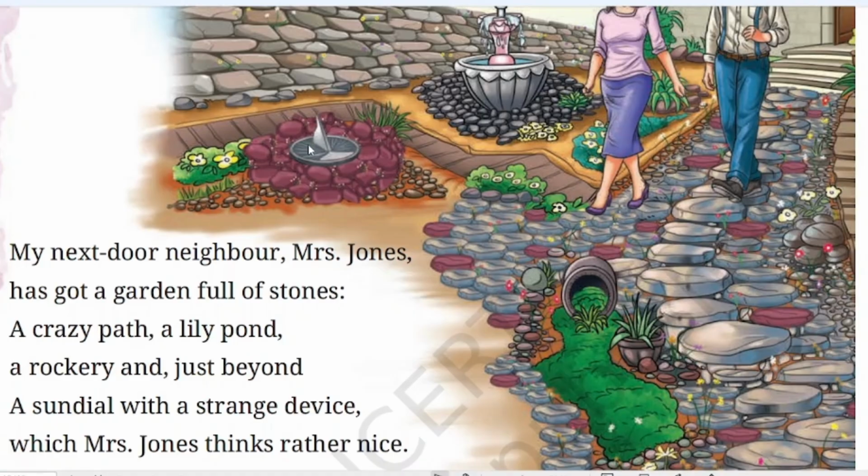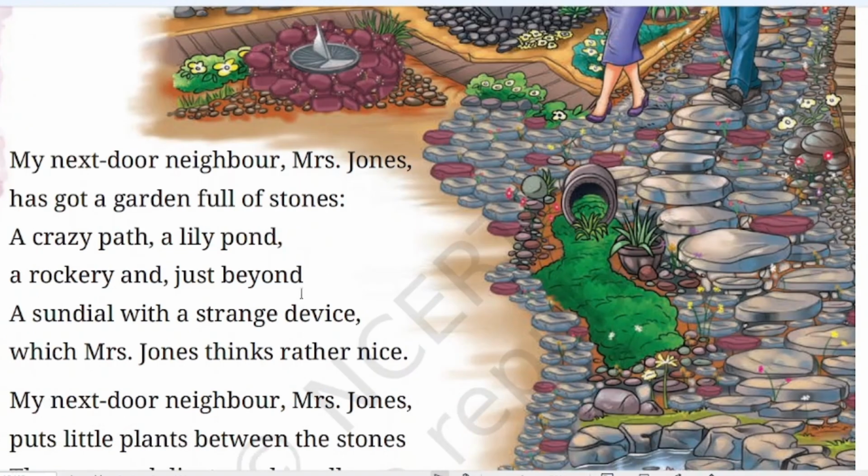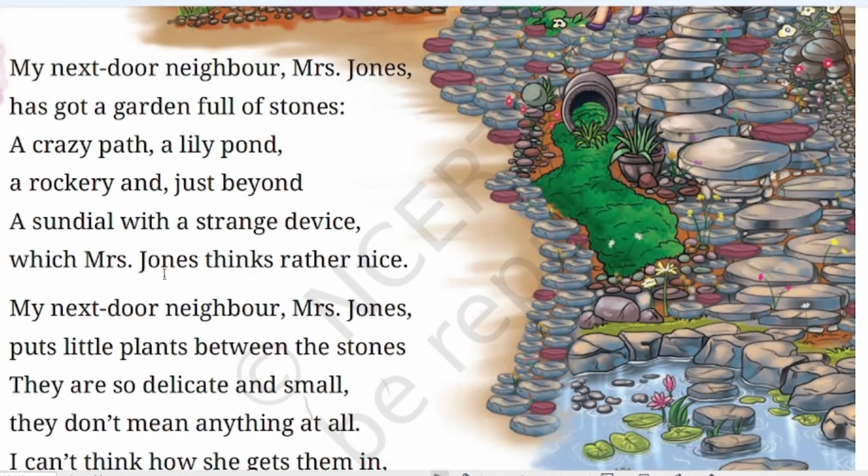She finds all of it beautiful. That is, arranging all the garden with stones, she feels that it is very beautiful, even if it may look strange to others. Strange to others, why? Because usually when we imagine a garden, it is filled with flowers, but here no flowers, it is covered with stones. So we may feel it unusual, but for her it is very nice. Mrs. Jones thinks rather nice. Now, we people have different choices, different tastes, different hobbies. So this is the hobby of Mrs. Jones, arranging her garden with different stones.